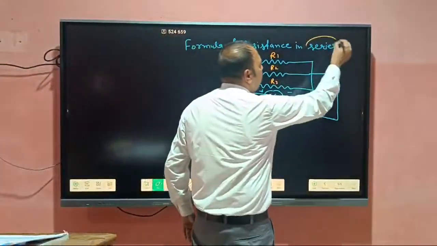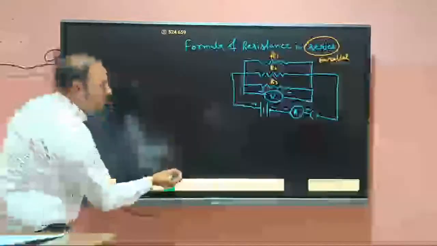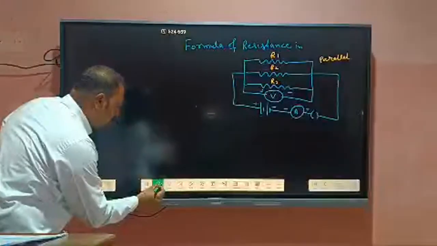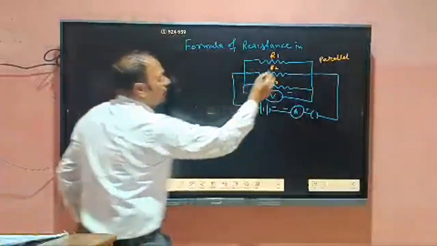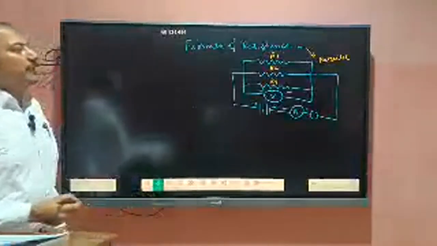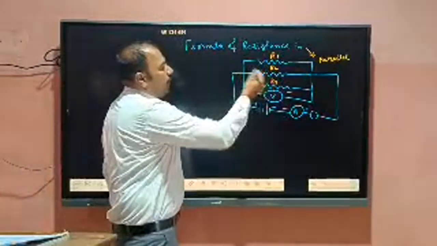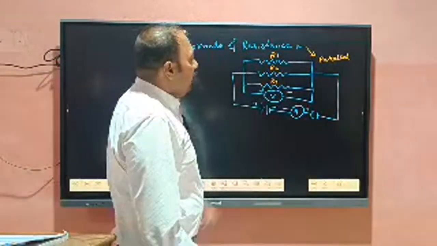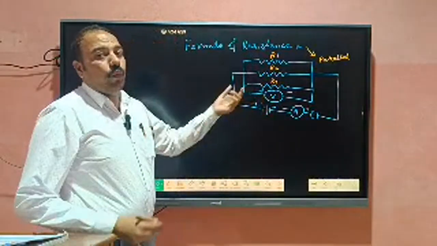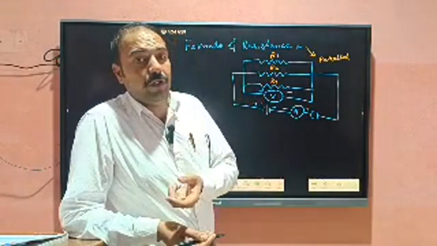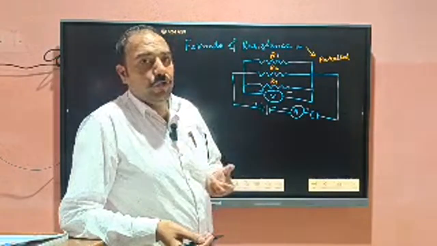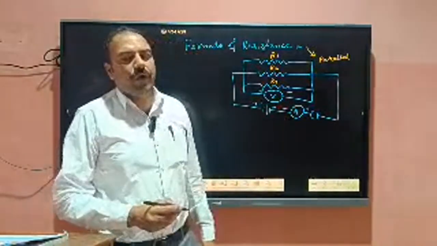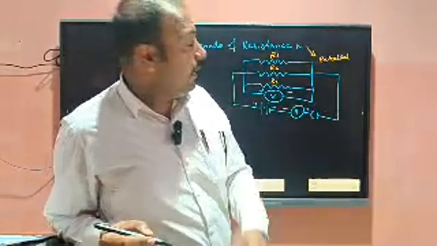So we write here, this is the parallel combination. So here is the formula of resistance in parallel combination. R1, R2, R3 are connected in parallel because both ends are connected to each other. So this combination is a parallel combination. And here we connected a voltmeter. So what is the function of a voltmeter? The function of a voltmeter is to measure the voltage across the device. Here the device is the resistance. And what is this? This is an ammeter. What is the function of an ammeter? An ammeter measures the value of electrical current.